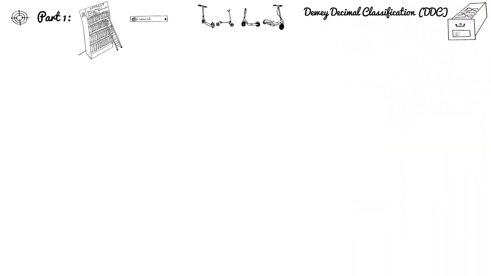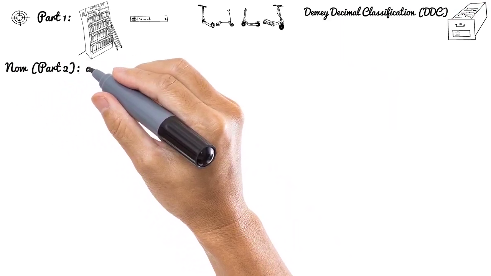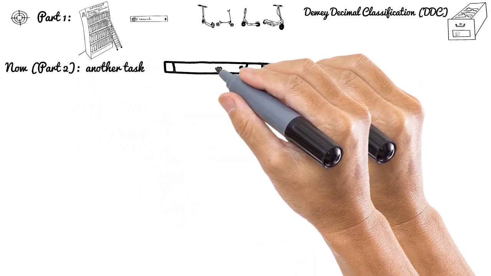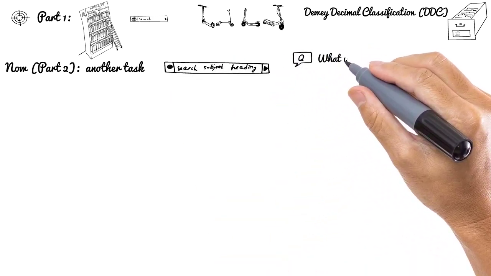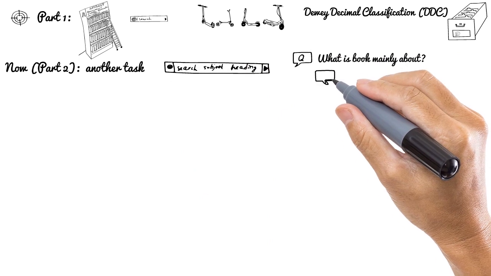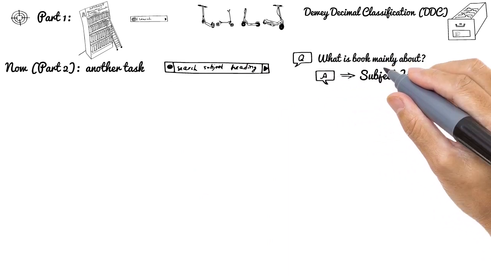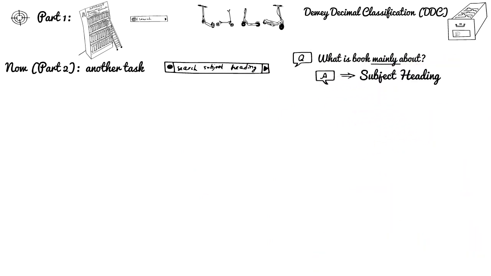This classification is definitely convenient for searching books, but there's another way to navigate: through subject headings. A subject heading answers the question, what is the book mainly about? Mainly means that sometimes several important topics might be described, and the main topic would be the most relevant.